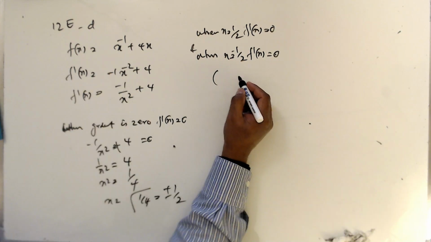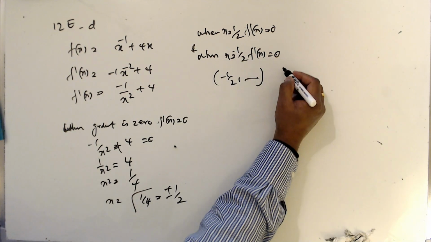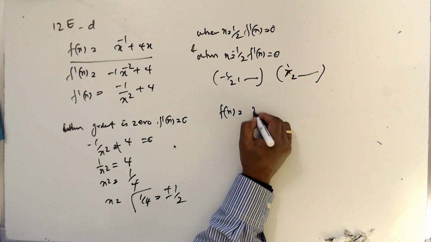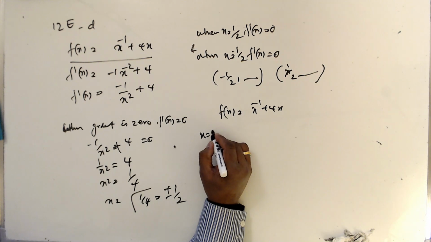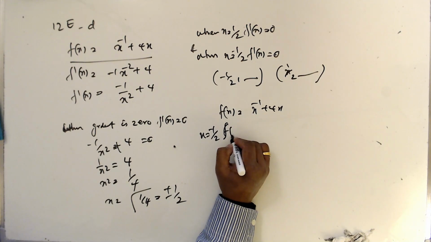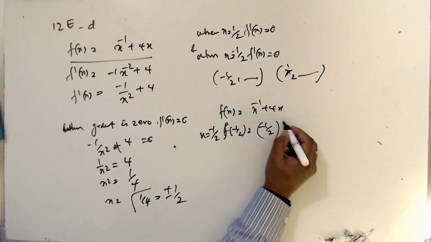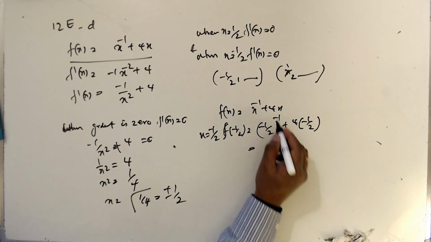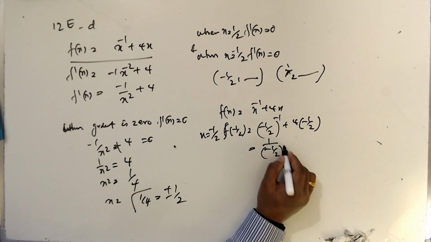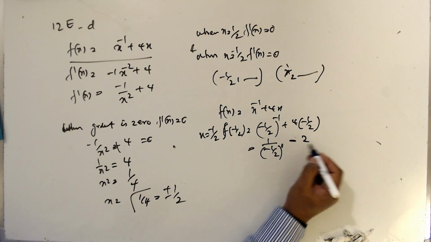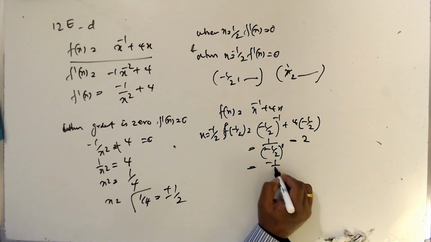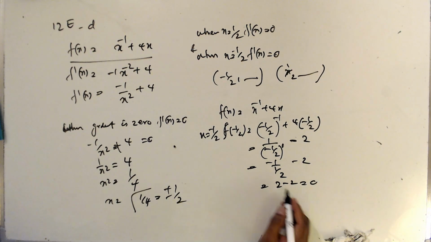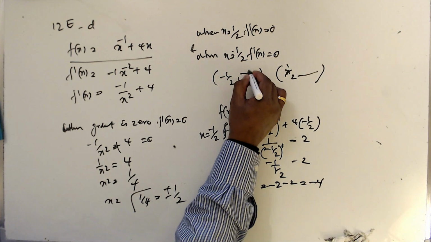Right, now we need to find when x equals minus half, what is the y value, and when x equals half, what is the y value. So we are going to use this one, f(x) equals x to the minus 1 plus 4x. When x equals minus half, f(minus half) is minus half to the power minus 1 plus 4 times minus half. So I can write 1 over minus half, which is minus 2. Then minus 2 minus 2 is minus 4.